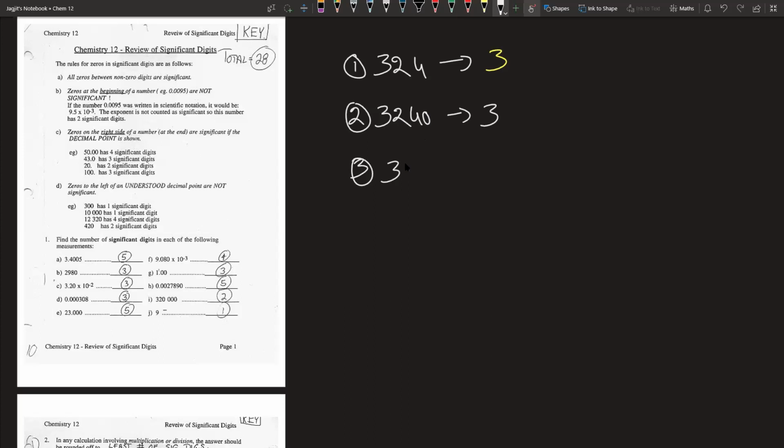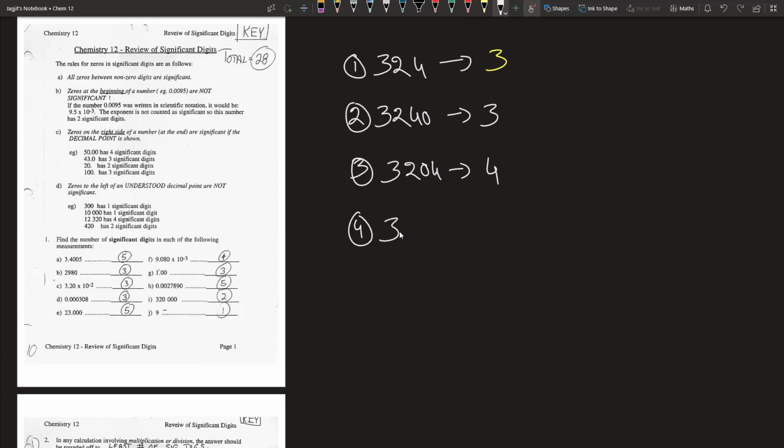What if I give you 3204? Well, we know 3 is a sig fig, 4 is a sig fig. So every digit in between is a sig fig as well. So how many sig figs do we have? 1, 2, 3, 4. So we have 4 sig figs in this case.